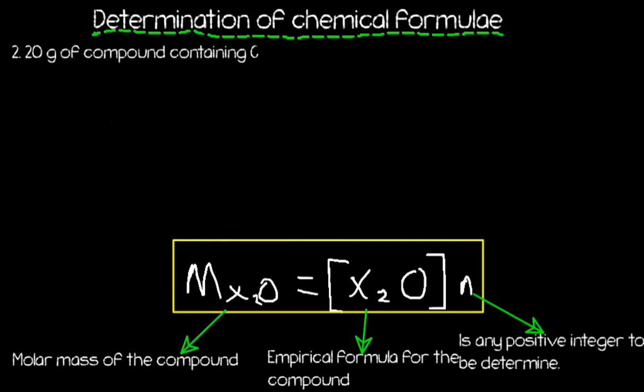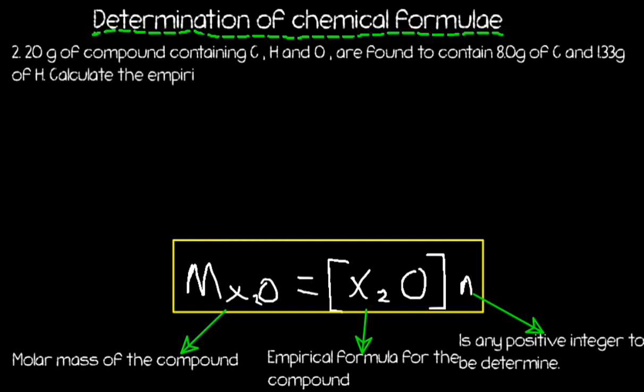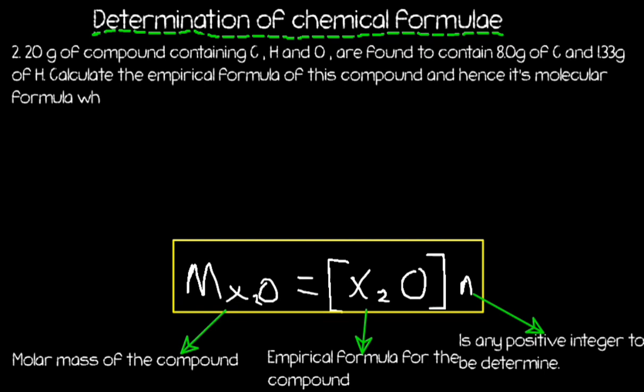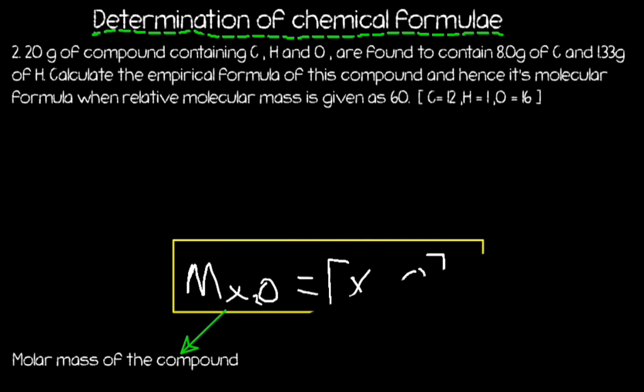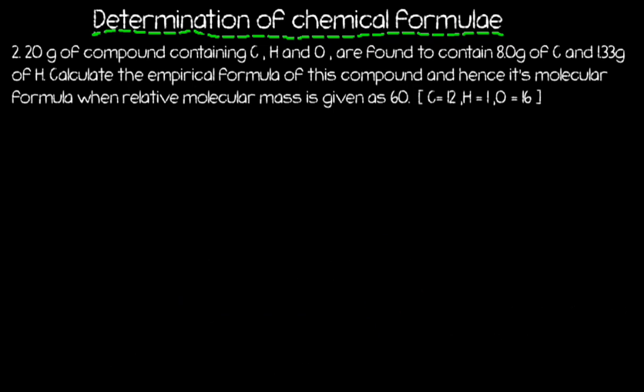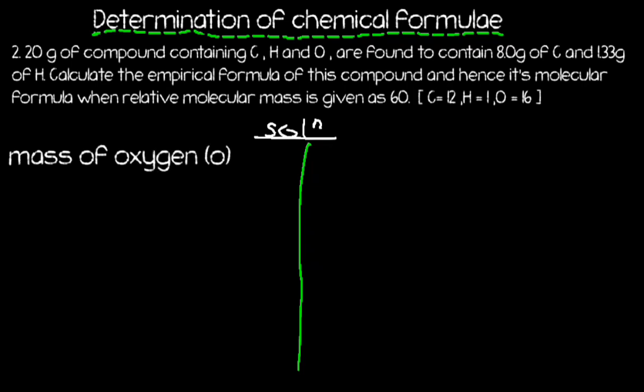Question 2. 20 grams of a compound containing C, H, and O are found to contain 8 grams of carbon and 1.33 grams of hydrogen. Calculate the empirical formula of the compound and hence its molecular formula when the relative molecular mass is given as 60. These are the atomic masses of the atoms: carbon is 12, hydrogen is 1, oxygen is 16.